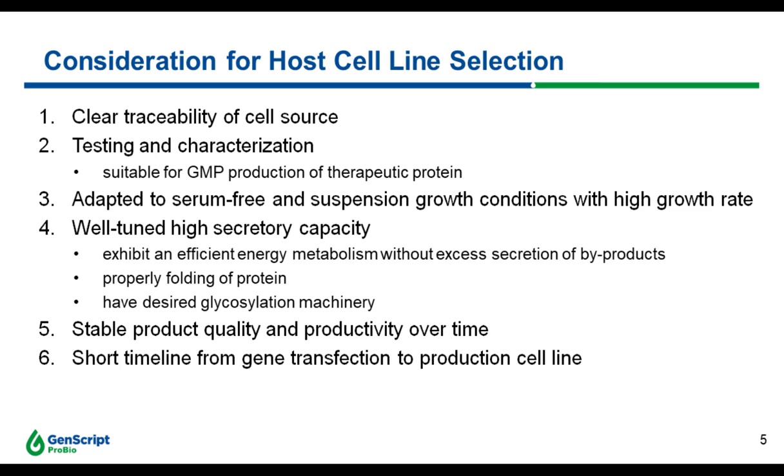Okay. So how do we choose the host cell line? There are a few considerations to bear in mind. One is we need to have clear traceability of a cell source: where the cells come from, which vendors you get them from, and how they were handled. And all these host cell lines require full testing and characterization to demonstrate their safety, and that they are suitable for GMP production of therapeutic proteins to be used in humans.